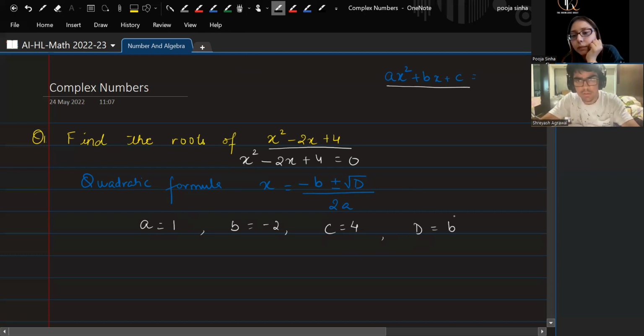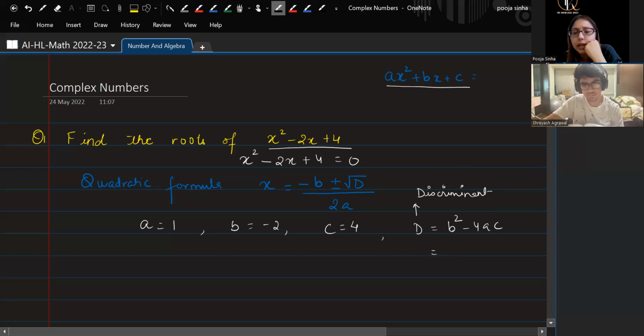So D is B square minus 4AC. You know what D is called? D is the discriminant. And D is going to play a very important role here. Yeah, it's the discriminant. I remember doing this formula. I just didn't remember it until we started seeing it.